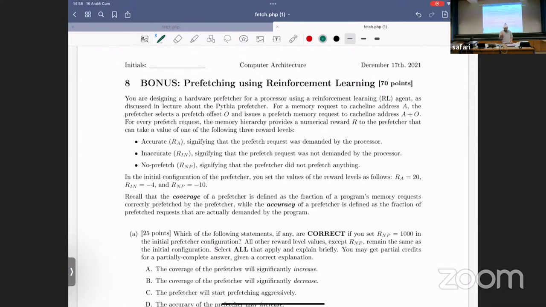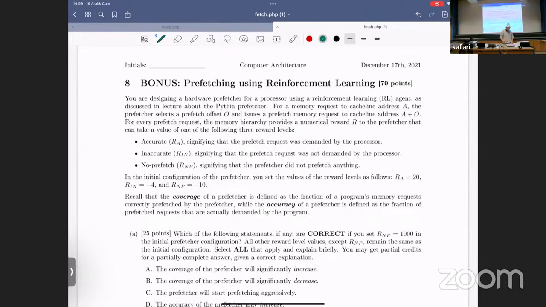You're designing a hardware prefetcher for a processor using reinforcement learning. If that brings something to your mind, there was a paper discussed during the course called Pythia, published in MICRO 2021. For a memory request to the cache line address A, the prefetcher selects a prefetch offset O and issues a prefetch memory request to the cache line address A plus O.